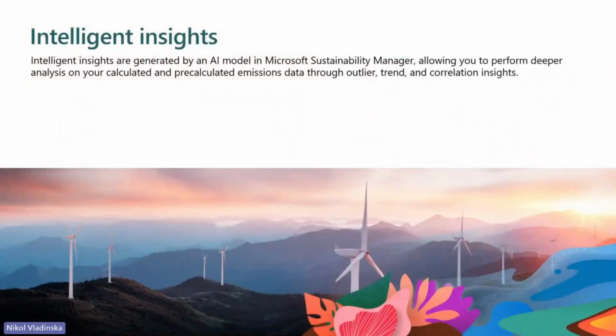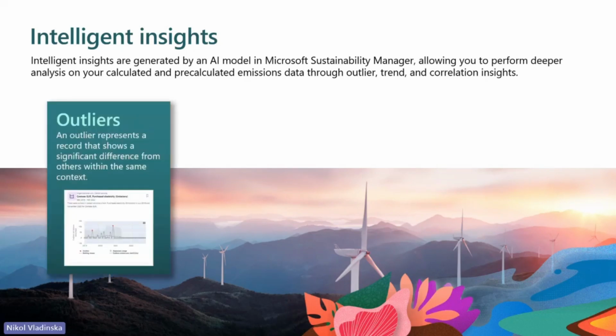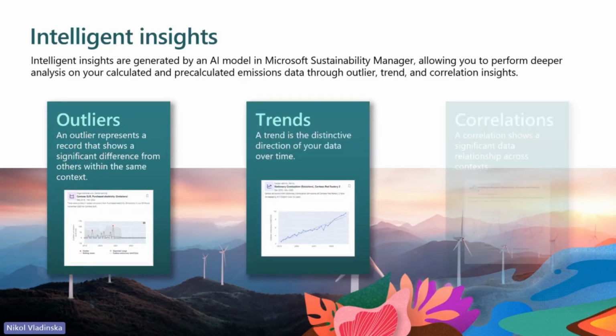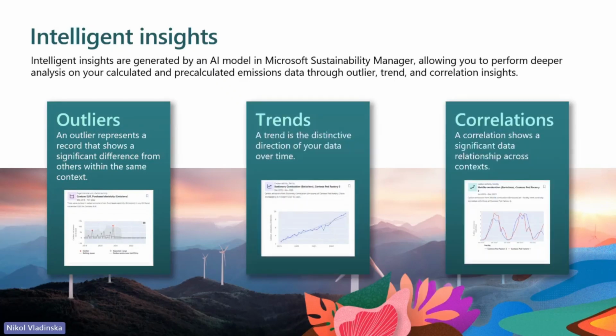The next analytics tool practitioners can take advantage of is Intelligent Insights. Intelligent Insights is an AI-powered feature that enables organizations to perform deep analysis on their emissions data by automatically detecting outliers, trends, and correlations. These insights help identify anomalies such as sudden spikes or drops, consistent directional changes, and meaningful relationships between organizational units or facilities.